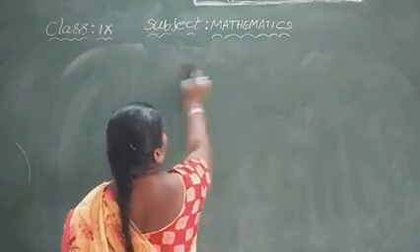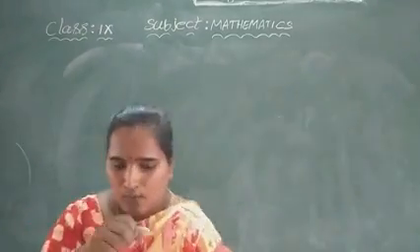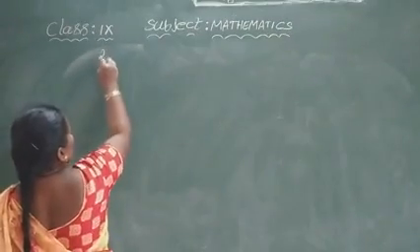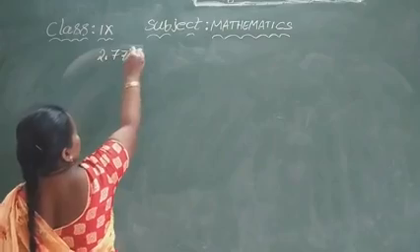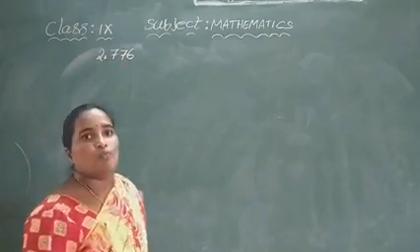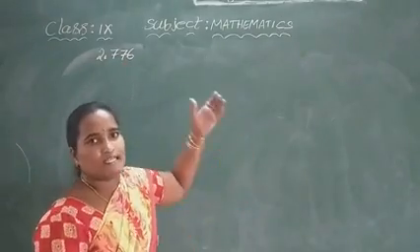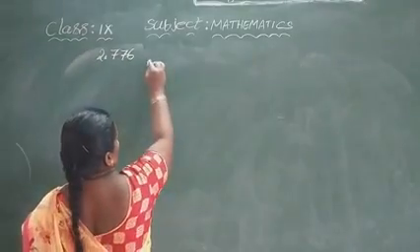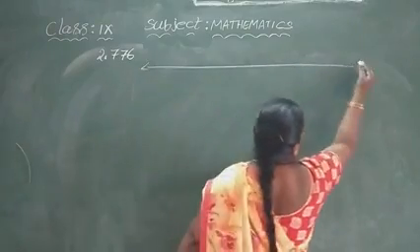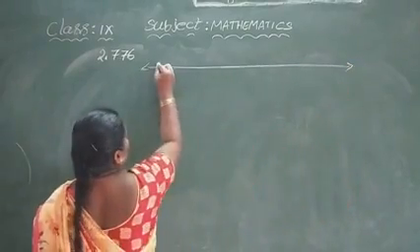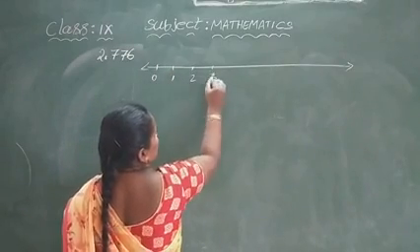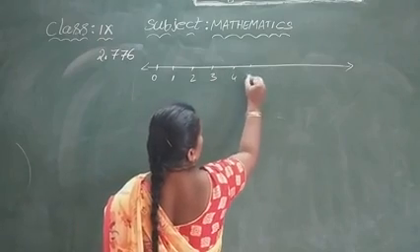First we can draw one number line. First of all, we will take one decimal number, that is 2.776. It is a terminating decimal. Okay? First of all, we can draw a number line: 0, 1, 2, each unit equidistant.